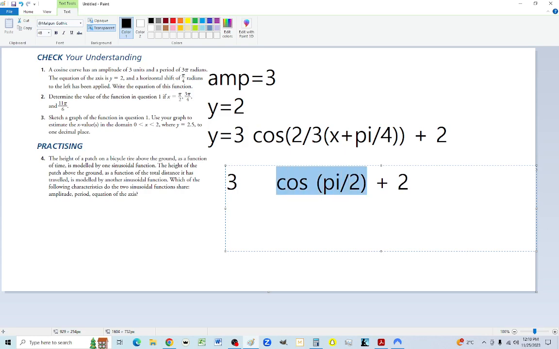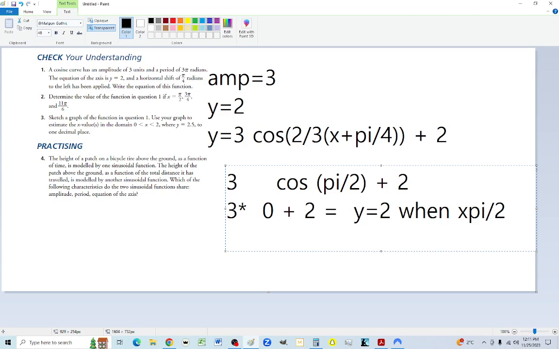Well, pi over 2 is 90 degrees. We know that x comma y, x is equal to the cos. And we know at 90 degrees, x is 0. So the cos of pi over 2 is 0, so 3 times 0 plus 2 is 0 plus 2. So the value of y is 2 at that. The value of y is going to be 2 when x is pi over 2. So that's the first one.